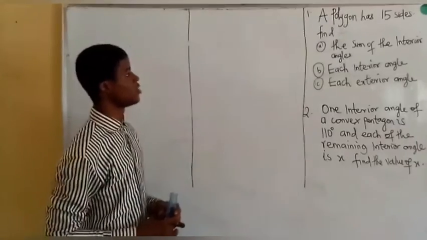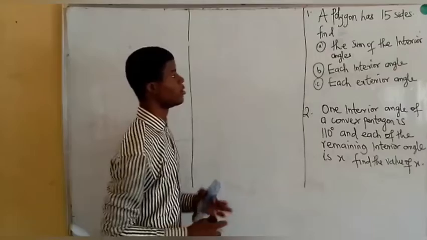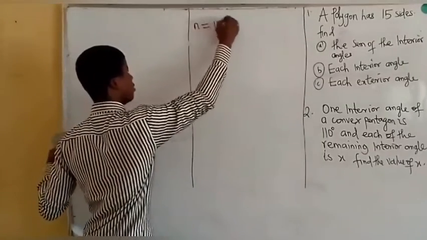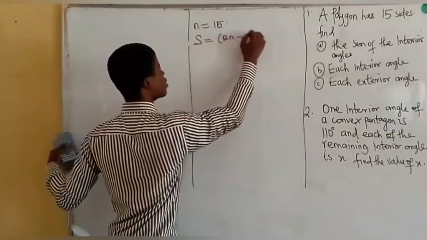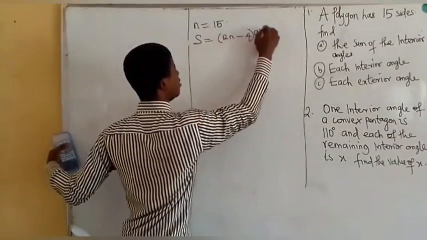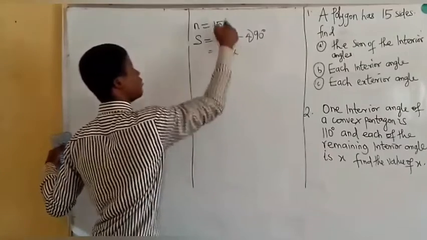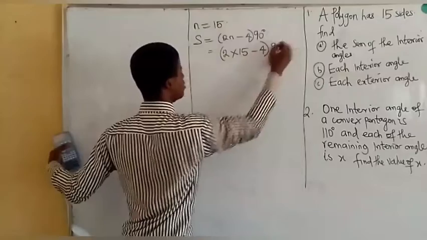And the first one says, a polygon has 15 sides. Find A, the sum of interior angles. Okay? The number of sides here is 15. And the sum of interior angles is 2 times number of sides minus 4 times 90 degrees. So we have 2 times n, which is 15, minus 4 times 90 degrees.